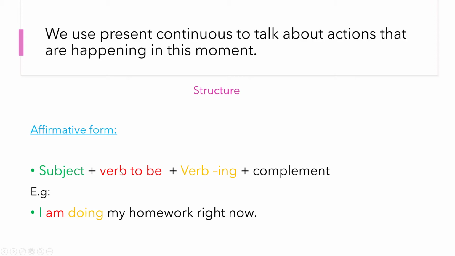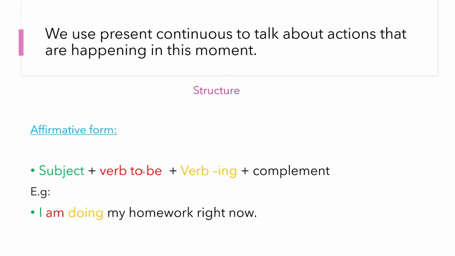And this verb can change. How? Depending on the subject, depending on the pronoun. For example, if the pronoun is I, the verb to be is am. If the pronoun is she, the verb to be is is. And if the pronoun is you, the verb to be is are. Okay, so the 3 forms of the verb to be are am, is, and are.